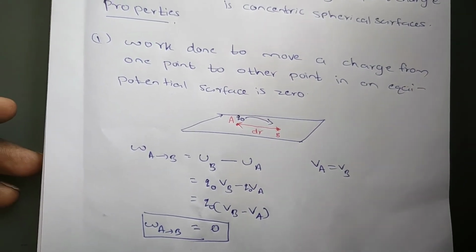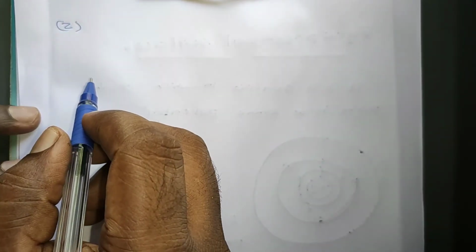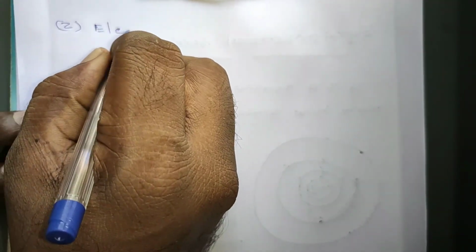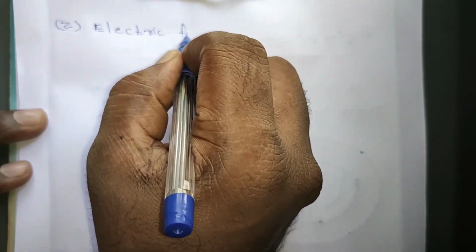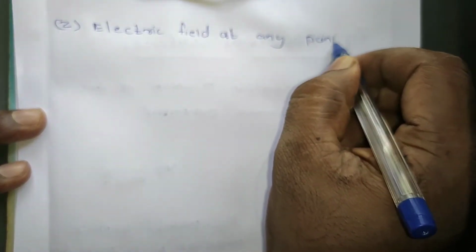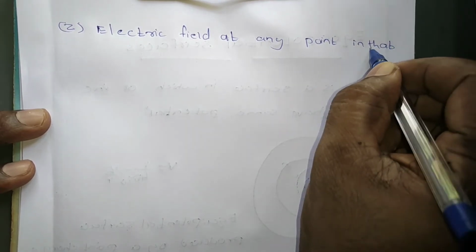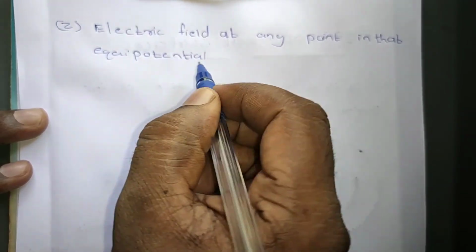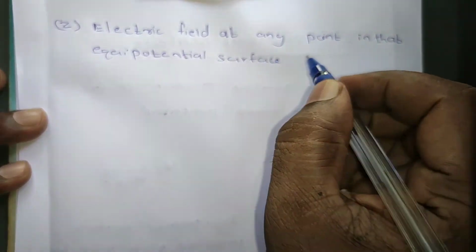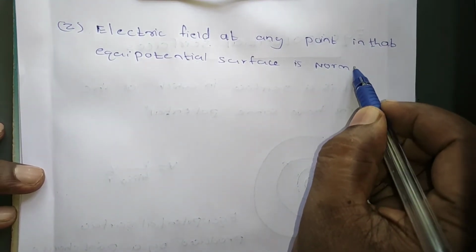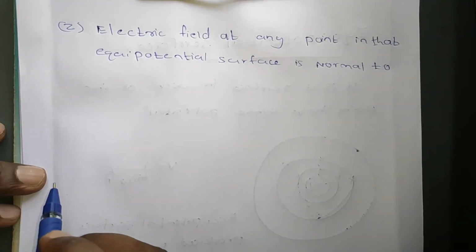Then we are going to see the next property. The second property is: the electric field at any point in an equipotential surface is normal to that surface.